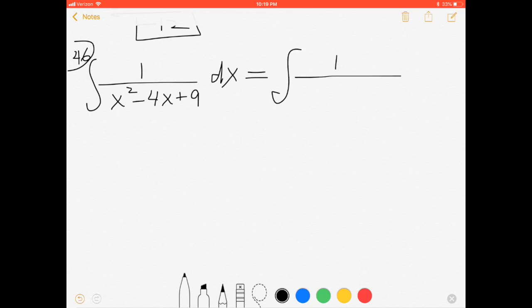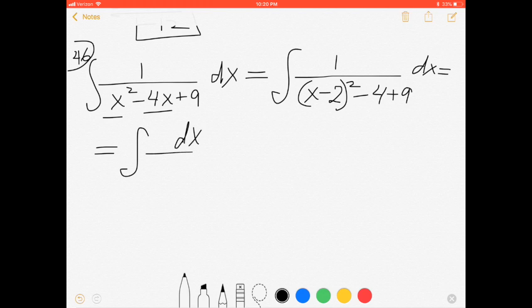Integral of 1. I have x squared minus 4x. This means a full square: I have x minus half of 4, which is 2, squared. This gives me x squared minus 4x plus 4, but I don't have plus 4. This means I subtract this 4 and add the 9 I had before. One more step: integral dx over (x minus 2) squared, negative 4 plus 9, which will be plus 5.